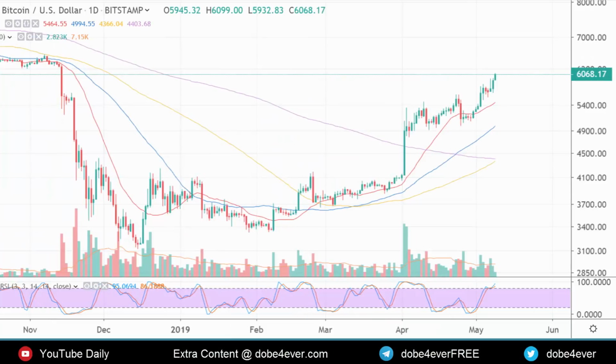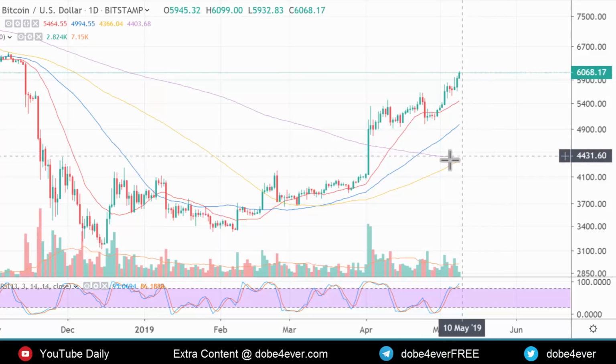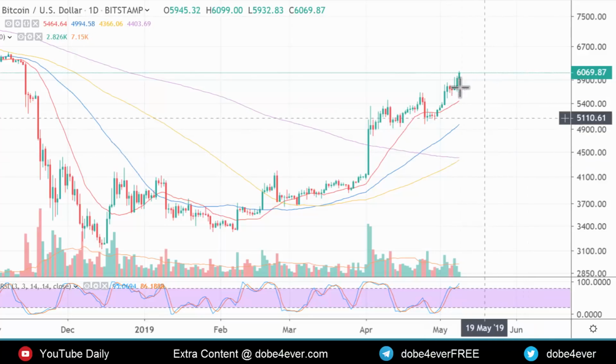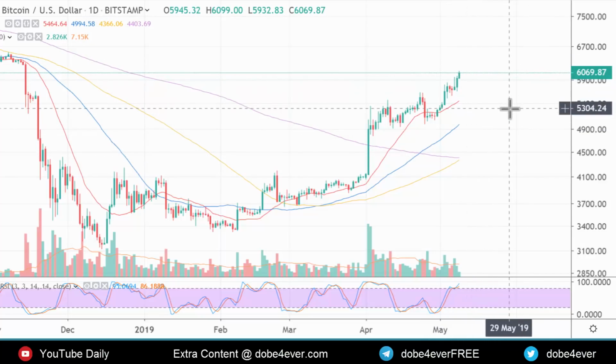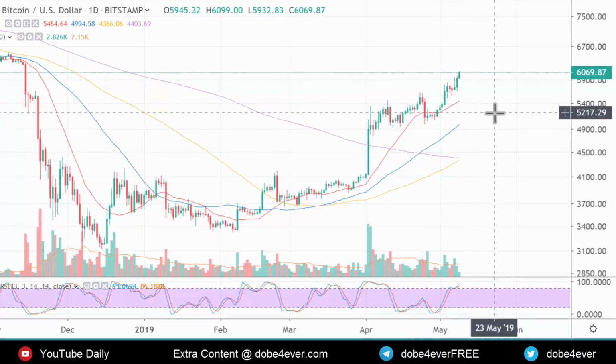In the case of Bitcoin, the price is super extended from the cross, so this is not a situation where you want to be buying the cross because the price is too extended. You better wait for a retracement and then you buy it when the price bounces into the cross. If that happens, if it never happens, then you just wait until the price bounces on one of the moving averages, whether it's the 20 or the 50.